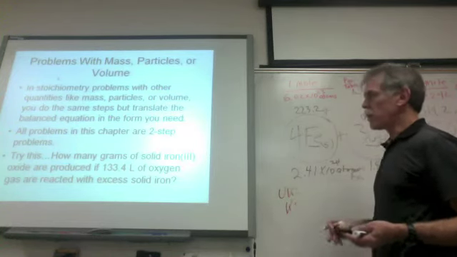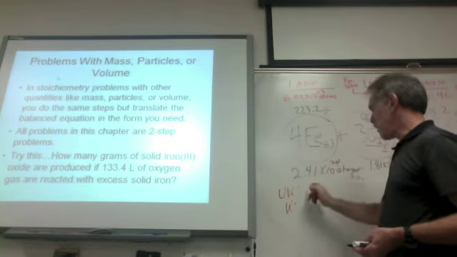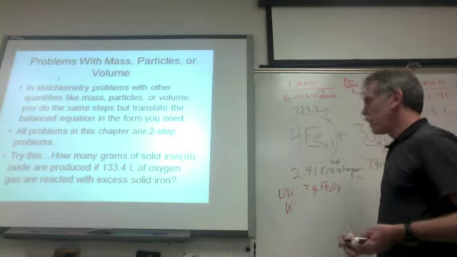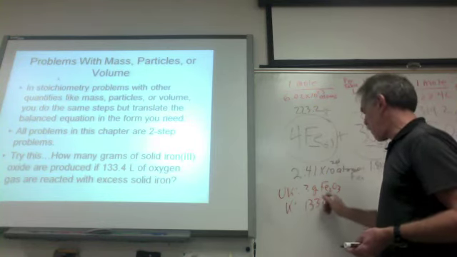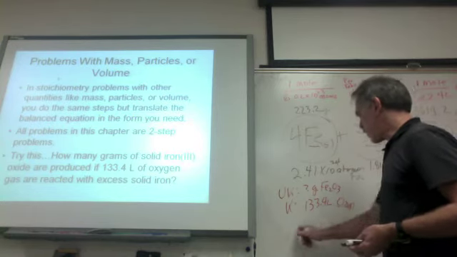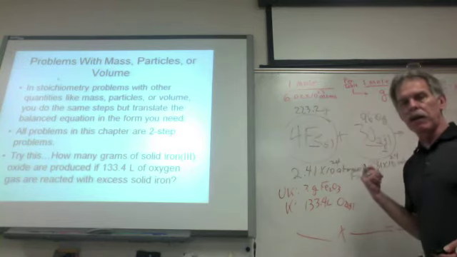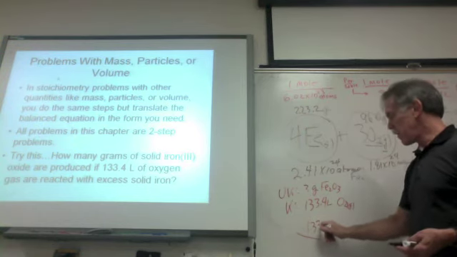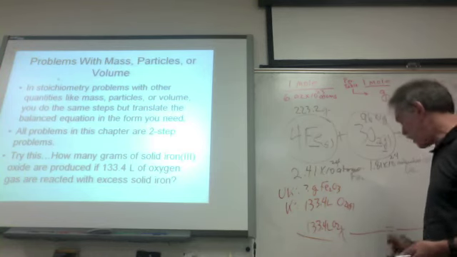Unknown and known. So here's the problem, and if you've got the sheet, you can read through it. It says how many grams, so our unknown is question mark grams of Fe2O3 are produced when we have 133.4 liters of oxygen gas. So remember, every problem, 2 steps, and we're going to provide a last blank for our answer. The known, 133.4 liters of O2.